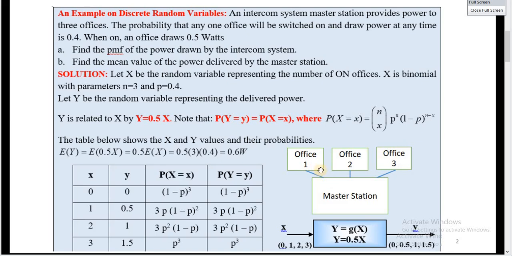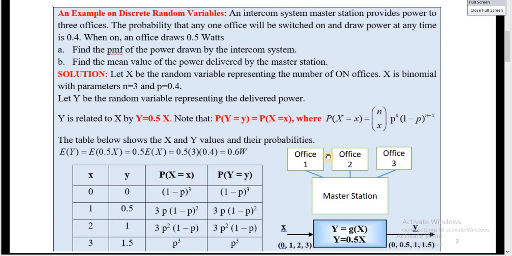Here what we call it success in terms of the binomial distribution. So the probability that the office is switched on, we call it probability of success with probability 0.4, and we have the number of parameters for n is 3. That is, we have 3 independent offices. So let x be the random variable representing the number of on offices. We have 3 offices.